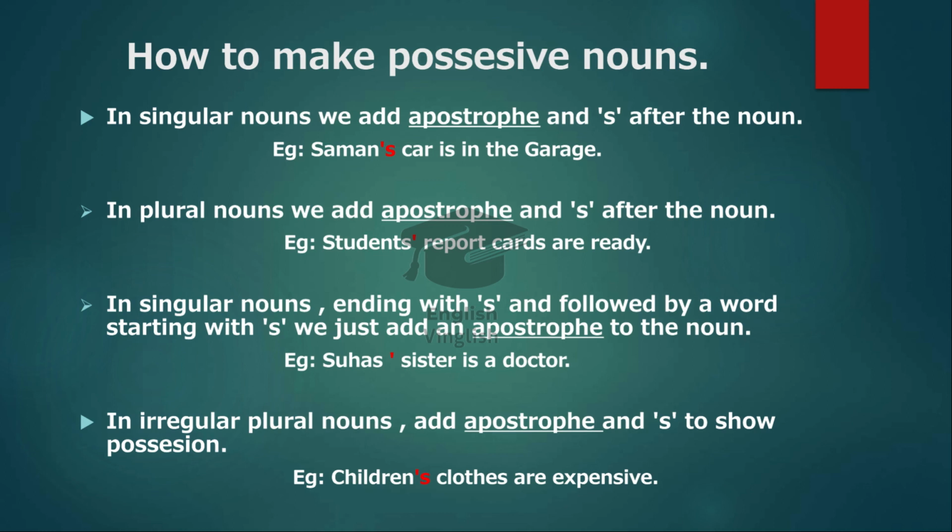Last one, in irregular plural nouns add apostrophe and S to show possession. Children is an irregular plural noun because we cannot add S or ES to make the plural noun of the singular noun child. So the plural form of child is children. So on such occasions we have to add apostrophe and S to show the ownership. For example, children's clothes are expensive.